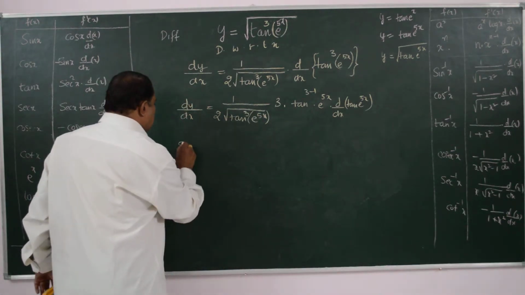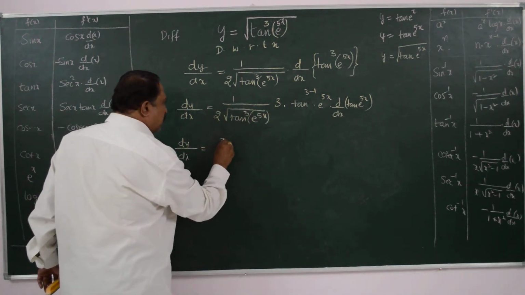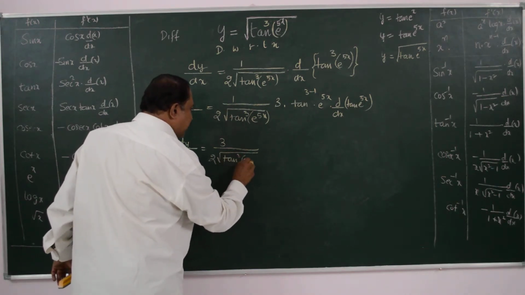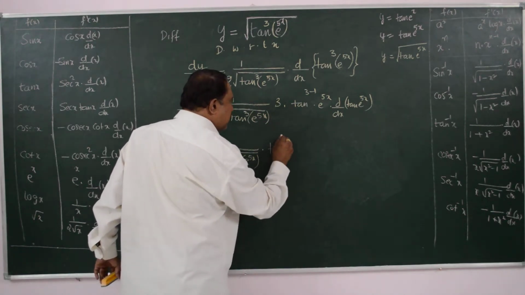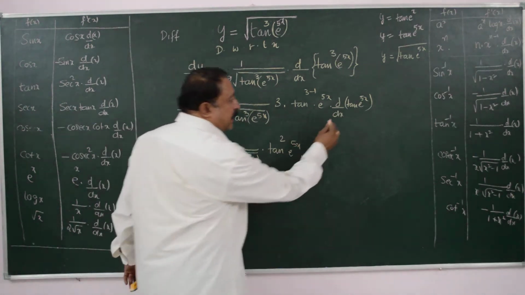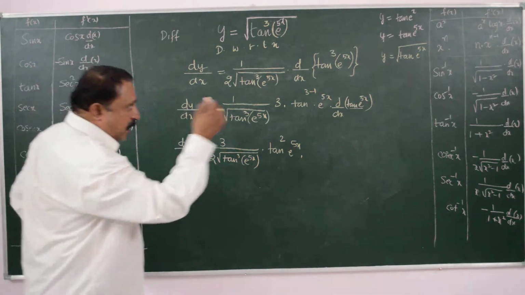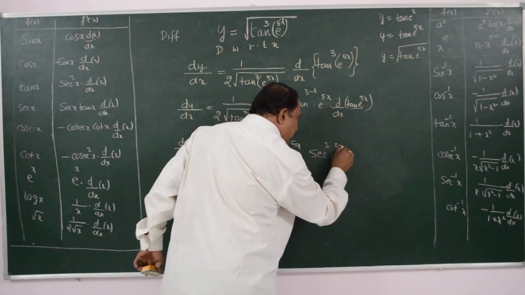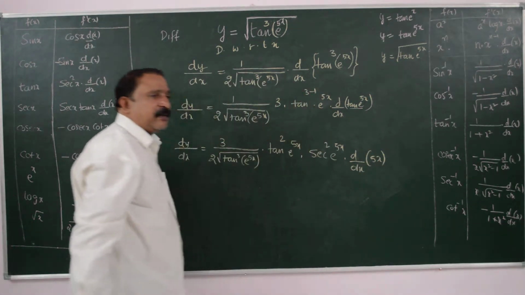So now this is dy by dx. This 3 I can take here only: 3 by 2 times root of tan cube e to the power of 5x, into tan squared, 3 minus 1 is 2, tan squared e to the power of 5x. Now I have to differentiate tan e to the power of 5x. If you differentiate tan x, you get secant square x. If you differentiate tan e to the power of 5x, you get secant square e to the power of 5x into d by dx of 5x.